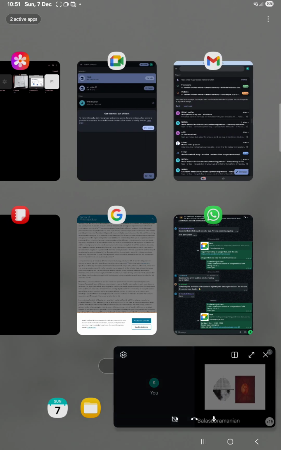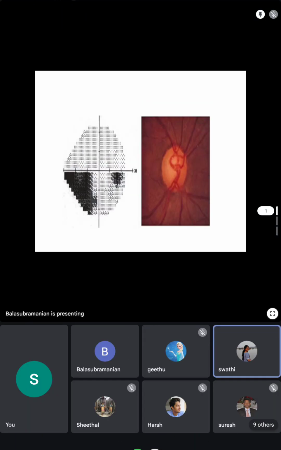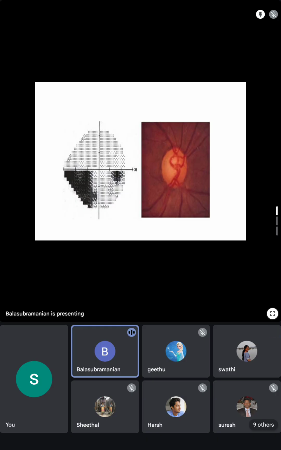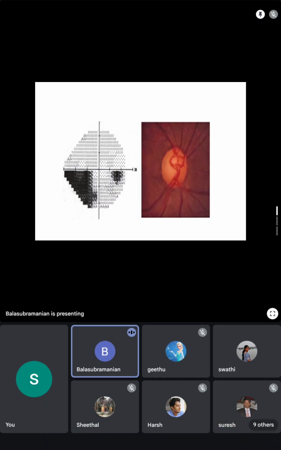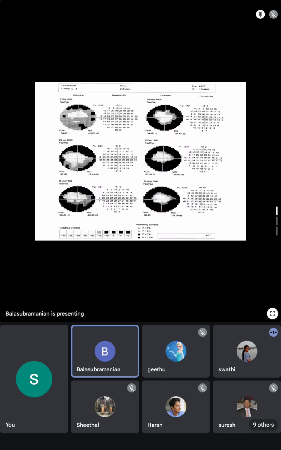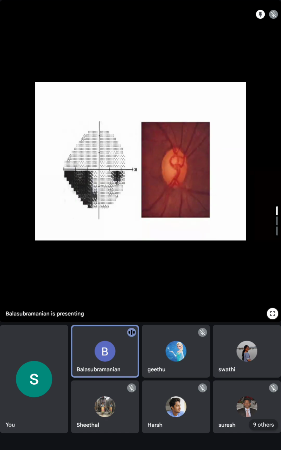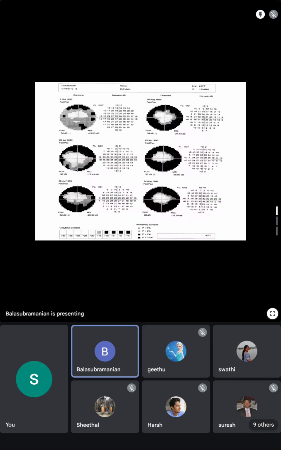Have you heard of the term nasal step? Yes, this is that nasal step. A person has a large cup. His fields are showing a nasal step, a perfect division across the horizontal raphe. It is called Roenne's nasal step. This is one of the findings in glaucoma. The clue is the bigger cup in this picture. It is a nasal step because you can see the blind spot on the other side. This one.